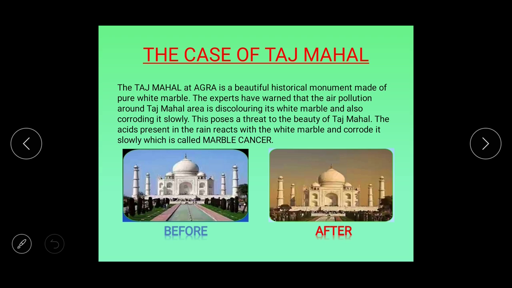Dear children, when we talk about acid rain, definitely the case of Taj Mahal becomes mandatory to discuss. The Taj Mahal at Agra is a beautiful historical monument made of pure white marble. The experts have warned that the air pollution around Taj Mahal area is discoloring its white marble and also corroding it slowly. This poses a threat to the beauty of Taj Mahal.